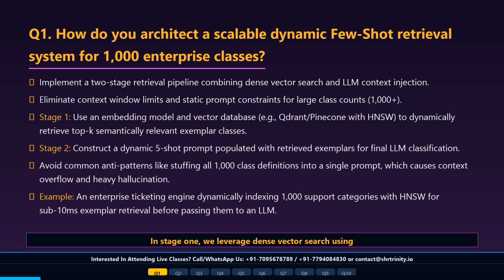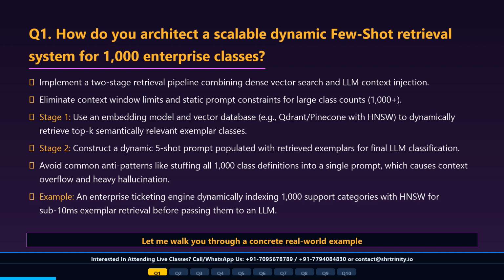In Stage 1, we leverage dense vector search using an embedding model and a vector database like Trinity or Pinecone. We index exemplar vectors for all 1,000 classes ahead of time using efficient search algorithms like HNSW. When a user query comes in, the system retrieves only the top 5 most semantically relevant class candidates within milliseconds. Moving to Stage 2, we construct a custom, tailored 5-shot prompt containing only those retrieved exemplars and send it to the LLM for final, high-precision classification.